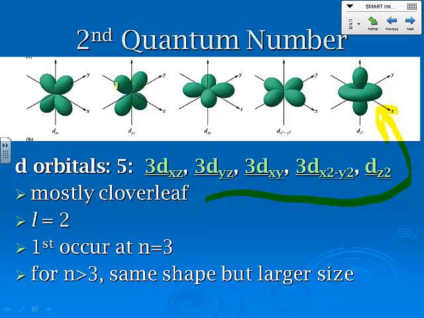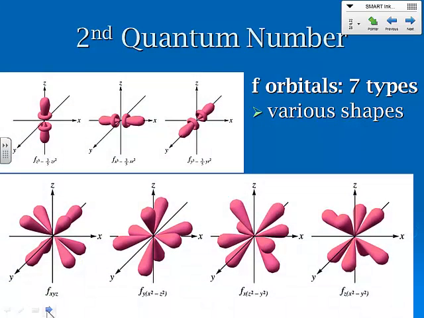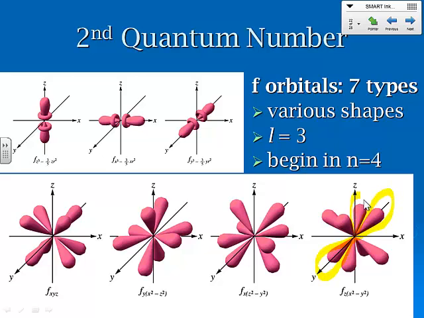So if this is the 3D orbitals, the 4Ds would be kind of the same shape but just a little bit bigger. And then the Fs. There are 7 types. They have all kinds of variations. L equals 3. They start beginning at n equals 4. And again, if we had the 5F, it would just extend beyond all these balloons for every single one in each different direction. And as you can see, they just get a little bit more complicated.